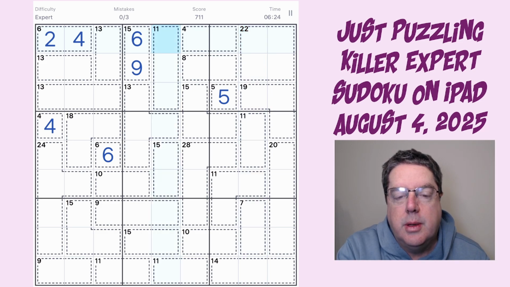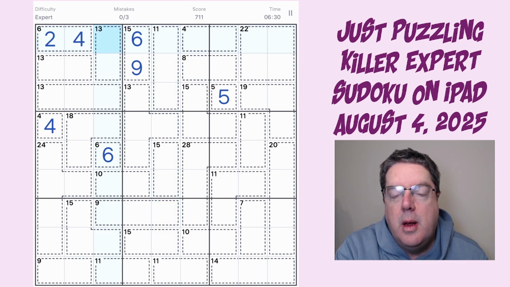Which means that this can be an 8 or a 5. And this can be an 8 or a 5. So 9 and 7, 16. That will leave that to be 16 to 22, a 2 and 4 here. Alright, so 2 and 4 is across here, which means that can't be a 5.